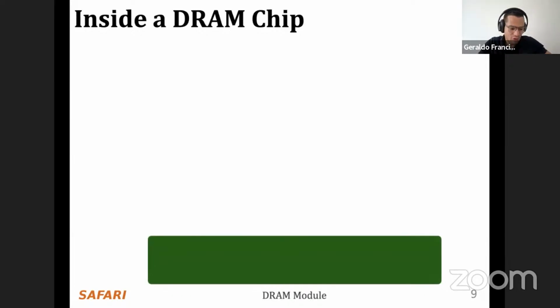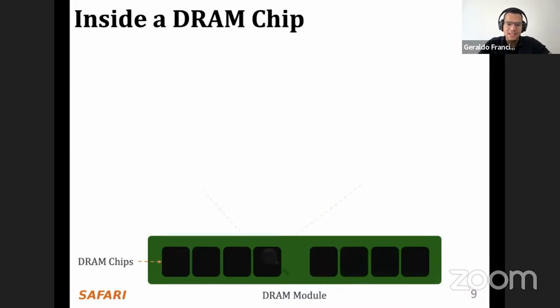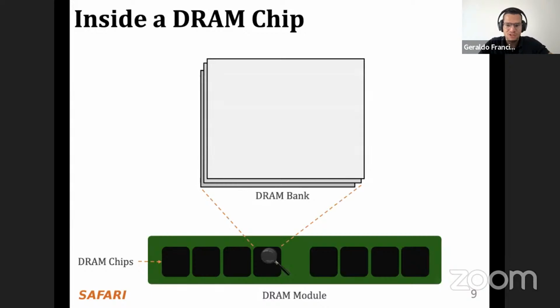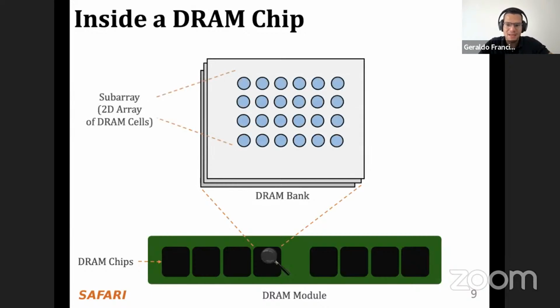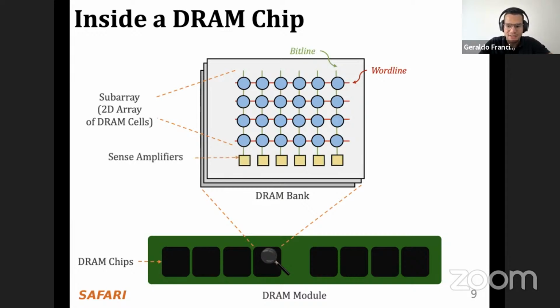Ataberk gave an overview about DRAM, so I'm going to go through this quickly. A DRAM module is composed of many DRAM chips, and each DRAM chip is composed of several DRAM banks, and each DRAM bank has many subarrays, which are a 2D array of many DRAM cells. The 2D array of DRAM cells is horizontally connected through word lines and vertically connected to what we call bit lines. The bit lines are connected to an array of sense amplifiers, which is called a row buffer.